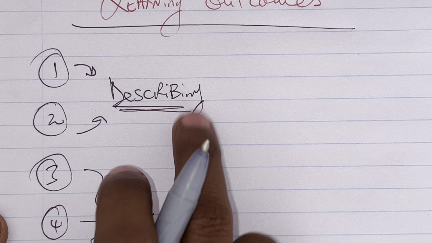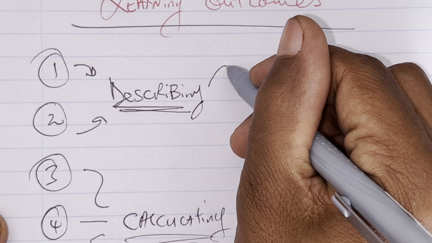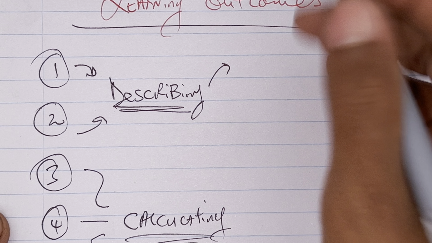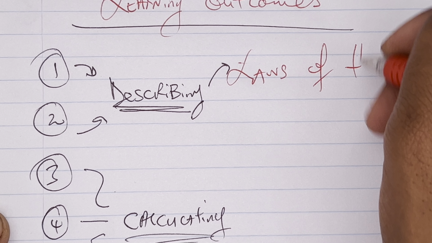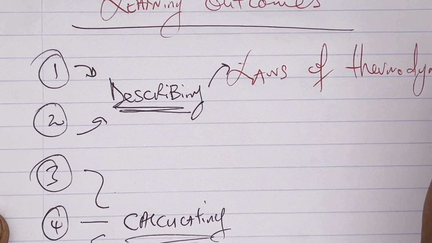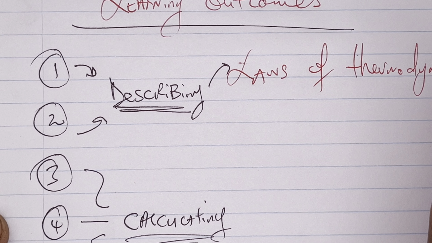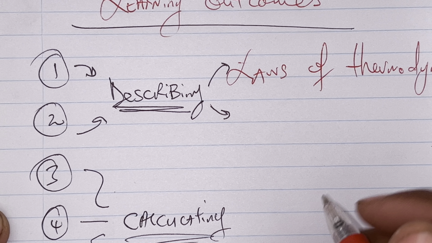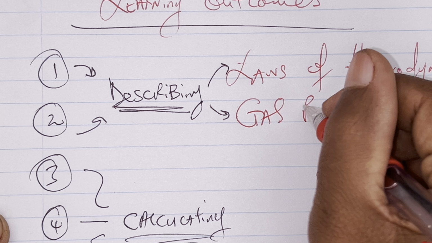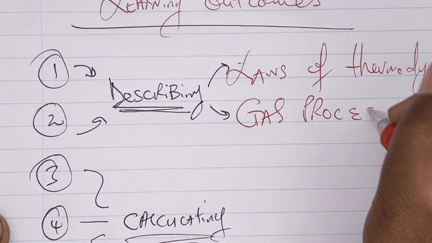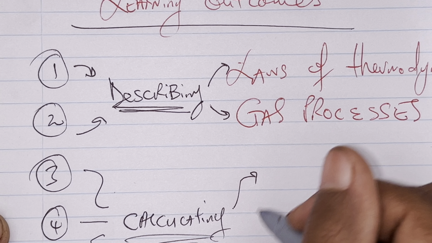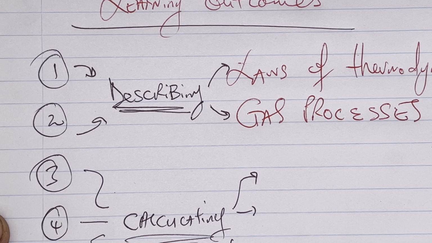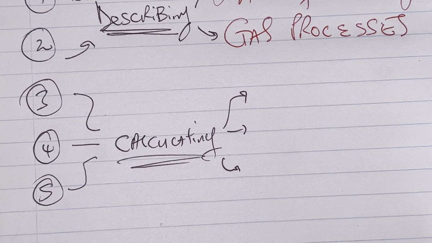One of the outcomes that you should be able to describe is what we refer to as the laws of thermodynamics. Another thing that you should be able to describe is gas processes. Or gas processes, depending on how you enunciate it. And just now let's deal with the calculating aspect. What should you be able to calculate?